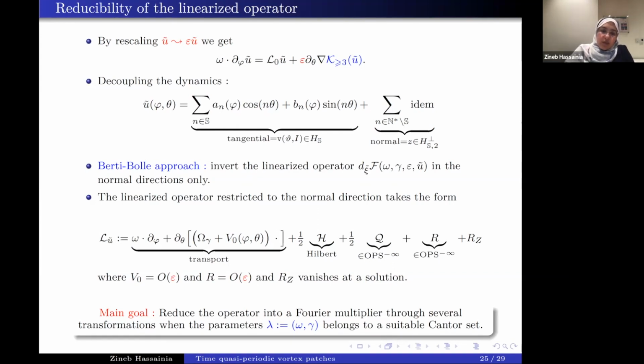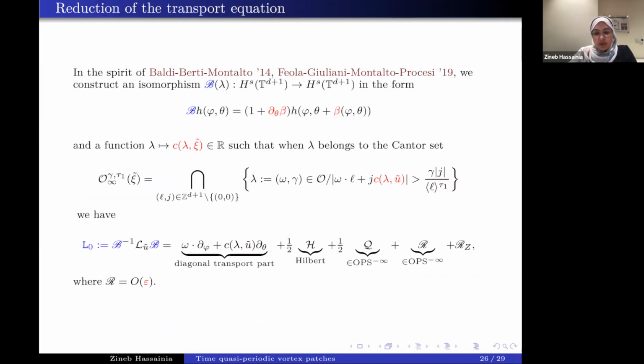So in order to be able to invert it, the intuitive idea is to conjugate it through several transformations to a Fourier multiplier, a completely diagonal operator, and then invert. So the reduction, this is a common point in KAM theory for PDE. The reduction is done in decreasing order. We first start with the transport part.